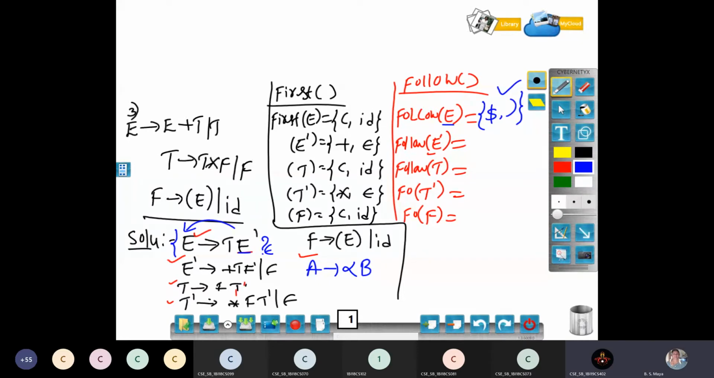Follow of E, ma'am. What is the follow of E? Dollar and closing parenthesis. E derives T E dash, E dash derives plus T E dash. This is correct, right? Okay. Now check whether any other place has follow of E dash.